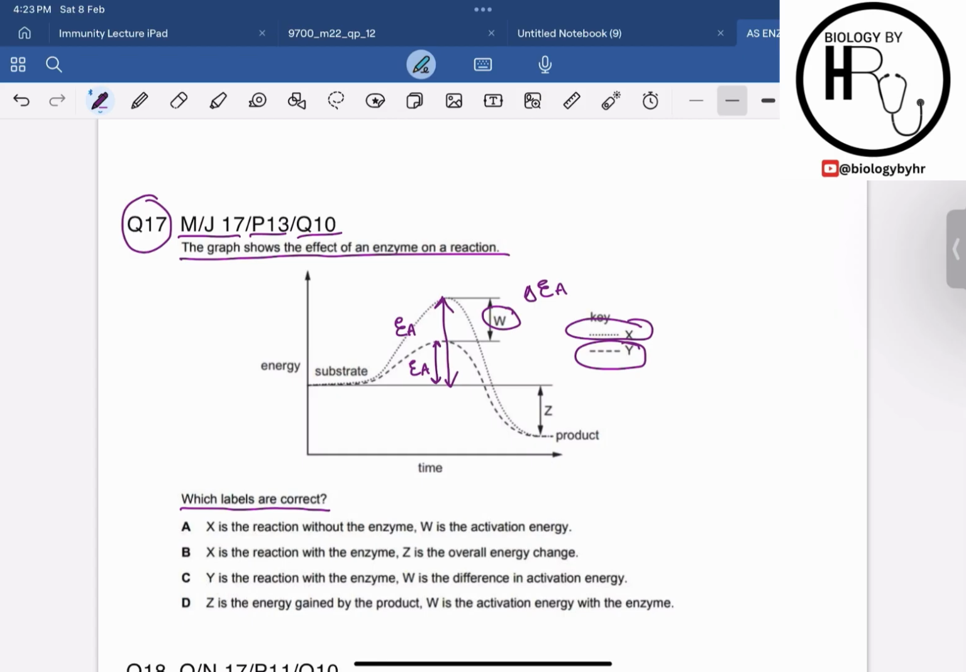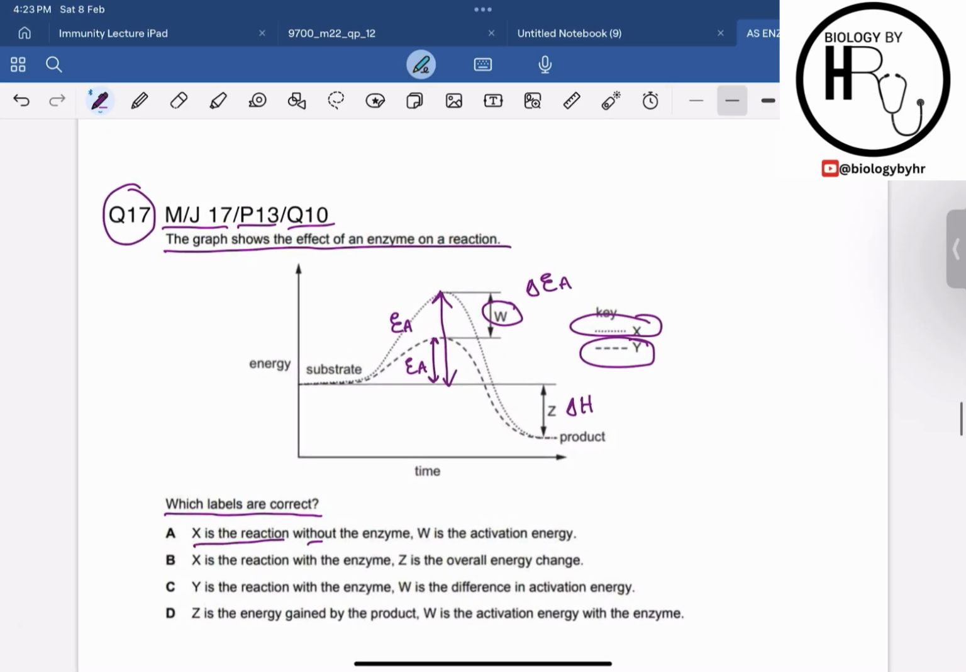From the substrate to the product, we have the delta H, which is the enthalpy change. Now let's read the statements one by one and try to get the correct answer. X is a reaction without the enzyme.